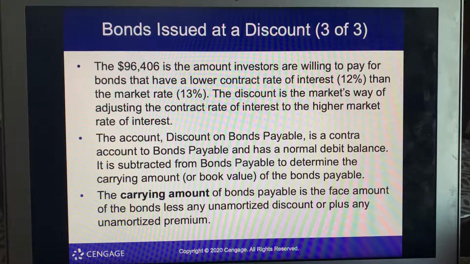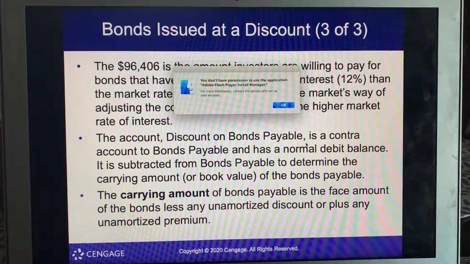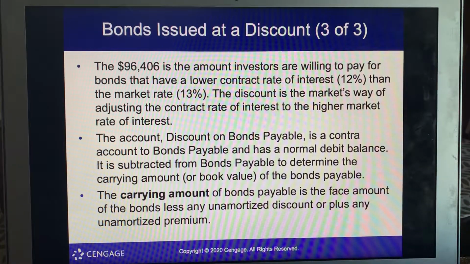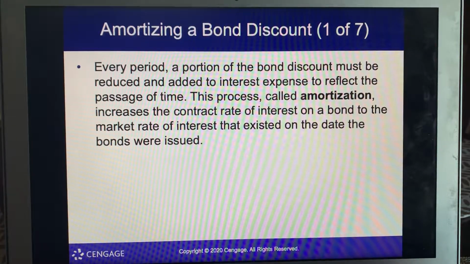The discount on bonds payable is a contra account to bonds payable and has a normal debit balance. It is subtracted from bonds payable to determine the carrying amount or book value of the bonds payable. The carrying amount of bonds payable is the face amount of the bonds less any unamortized discount or plus any unamortized premium. Okay, so every period a portion of the bond discount must be reduced and added to interest expense to reflect the passage of time. This process, called amortization, increases the contract rate of interest on a bond to the market rate of interest that exists on the date the bonds were issued.